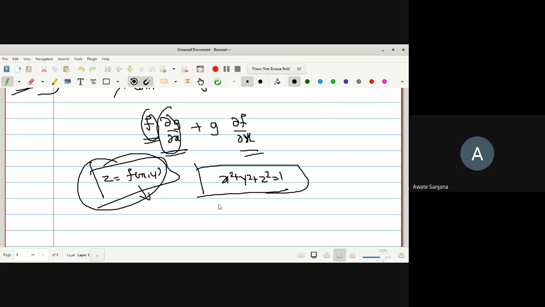Yes, 2x plus 2z into dz by dx. Okay. Can you explain how you found this? Derivative of x square into dx by dx plus 2y into dy by dx plus 2z into dz by dx is equal to 0. That means you are evaluating the derivative with respect to x. Is it okay? Yes, ma'am. Okay.